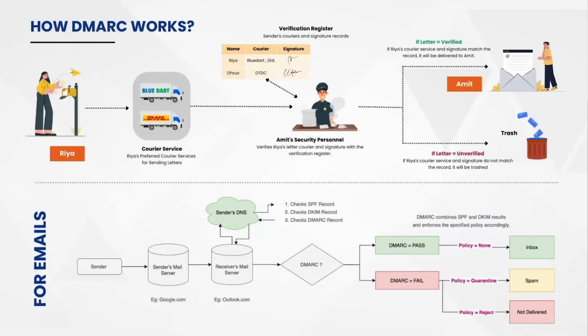So the verification register is what we are talking about today: there should be an entry there. Your SPF and DKIM records should be in your register, because if the security guard, or your DMARC, doesn't find your SPF and DKIM records in your DNS, your messages might not get delivered and will automatically bounce back, or you will have a very low rate of message delivery. So this is how DMARC works for emails as well as in real life. Then we'll be moving to the next slide.